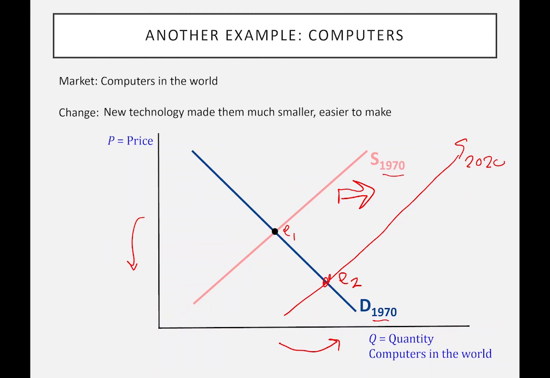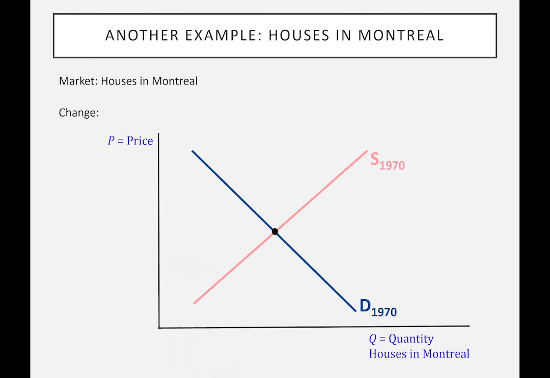But what's kind of interesting here is the demand curve for computers didn't shift at all. So it means that people's desire to buy a computer hasn't changed. Our preferences or tastes or anything like that. The only thing that's changed is the supply curve shifted to the right. Let's take another example. We'll consider housing in Montreal. Once again, I'll look at the situation 50 years ago and see what's happened in the last 50 years.